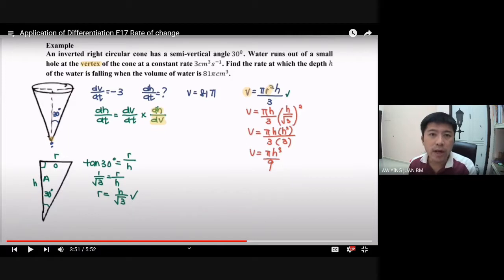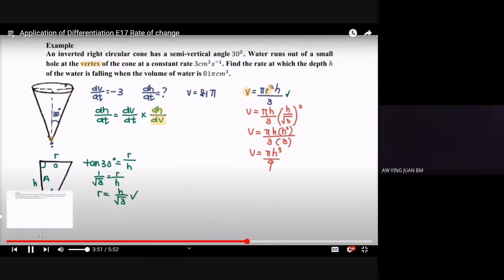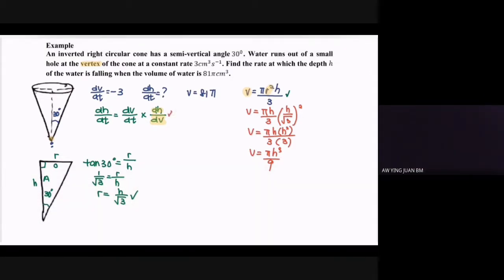Then ikut arahan nak dH/dV. Di sini ada dV/dH. So lakukan. Kemudian ganti. In order to find the dH/dV, we are going to differentiate the V with respect to H. So dV/dH is equals to 3 pi H square over 9. Simplify the situation and we will have dV/dH is equals to pi H square over 3.